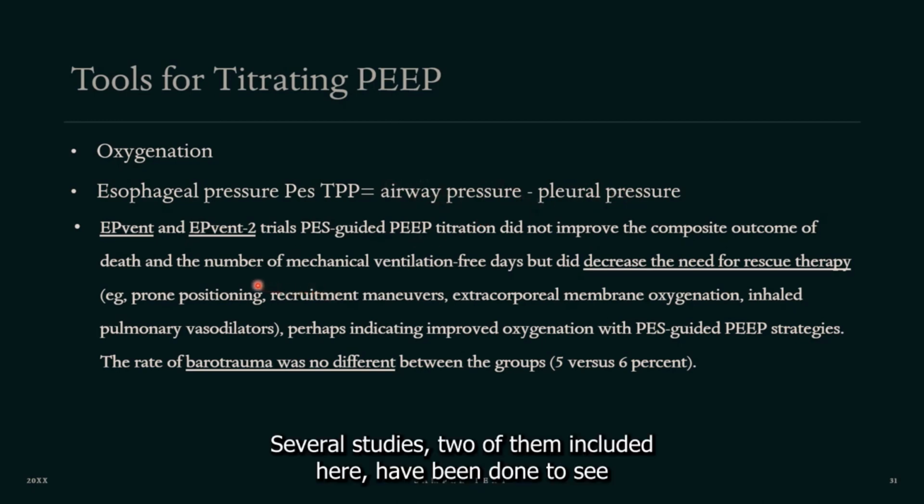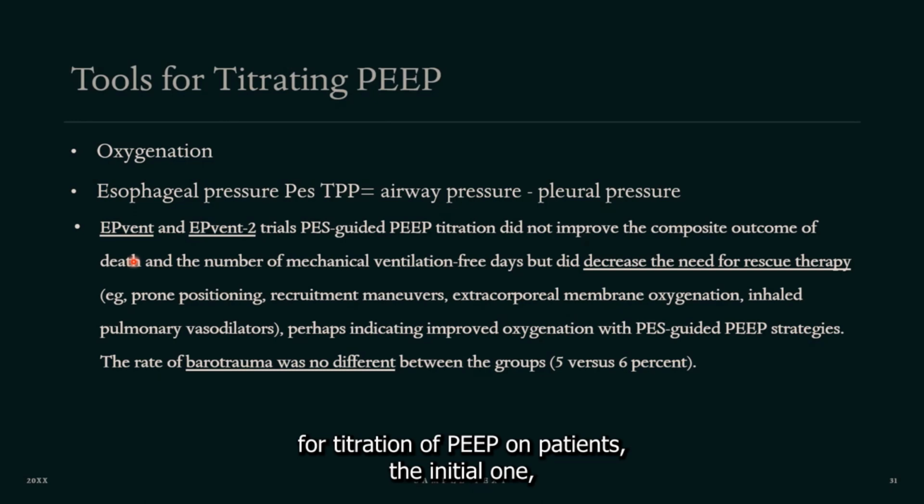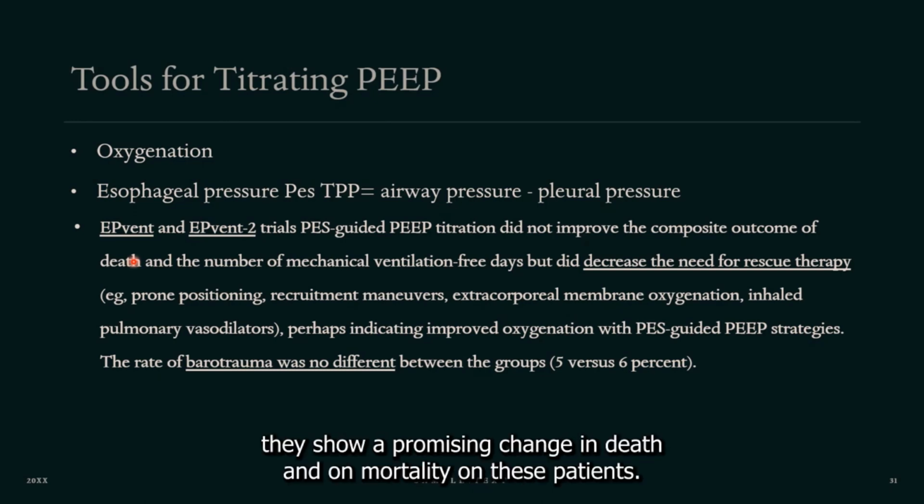Several studies, two of them included here, have been done to see if patients have an effect on mortality if an esophageal pressure strategy is used for titration of PEEP on patients. The initial one did show a promising change in death and on mortality on these patients.